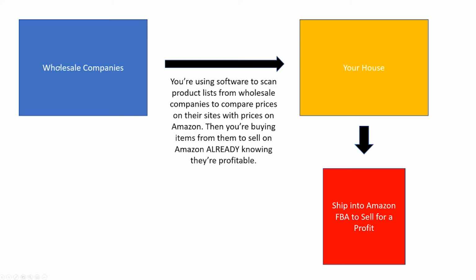Now, the last form of selling from home, it's very, very scalable, and my favorite, and probably the most scalable in my opinion, is wholesale, okay? So with this, again, you're using software to scan product lists from wholesale companies to compare prices on their sites with prices on Amazon. And then you're going to buy those items from them to sell on Amazon, already knowing they're profitable. Now, with wholesale, just like liquidation, you also need a reseller's permit. So again, if this interests you and you want to go ahead and do this, you're going to need that permit. Go watch the video linked at the bottom of the description, okay?